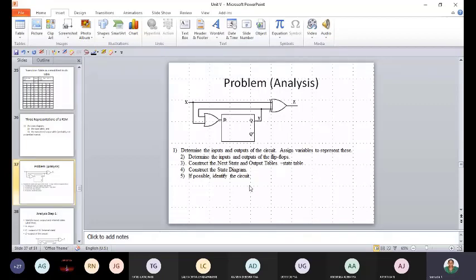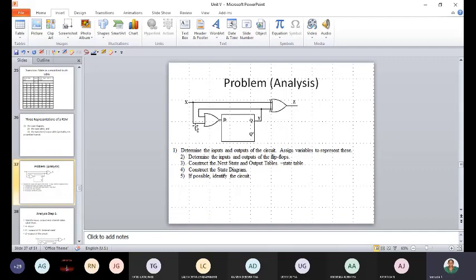In this class I'm going to discuss the analysis of a sequential circuit. For example, if a circuit is given, how will you analyze it? There are five steps involved in this.